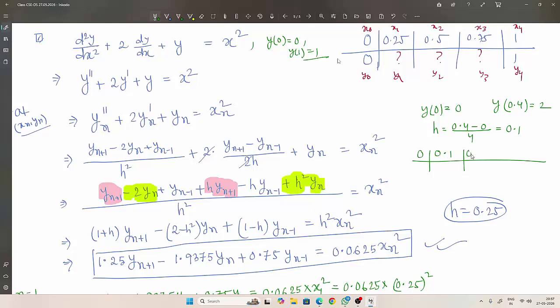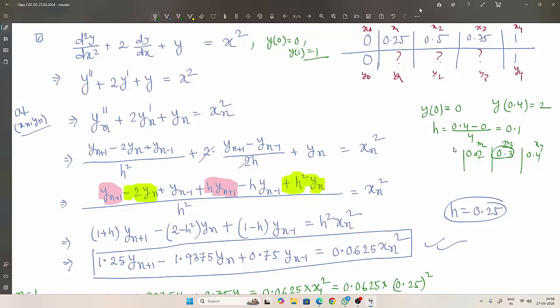Next point will be 0.1, next point will be 0.2, then 0.3, then 0.4. Now this is your x0 point, this is x1, this is x2, this is x3, and this is x4. So in that case, x1 will be 0.1, x2 will be 0.2, and x3 will be 0.3. So according to the points given in the question, you have to decide your x1, x2, and x3. For our problem, it is 0.25, 0.5, and 0.75.